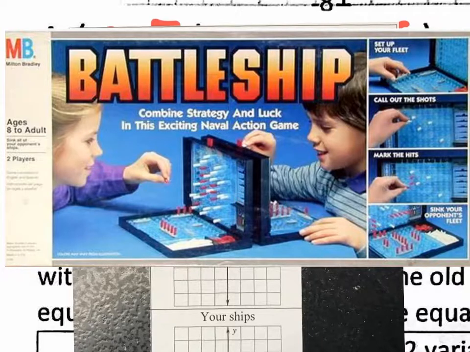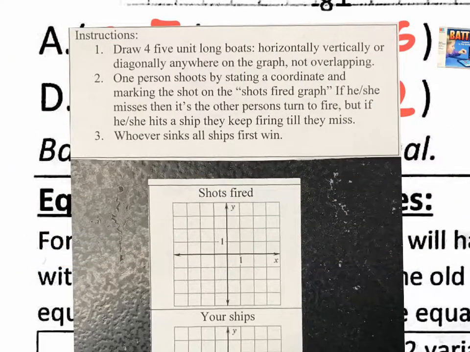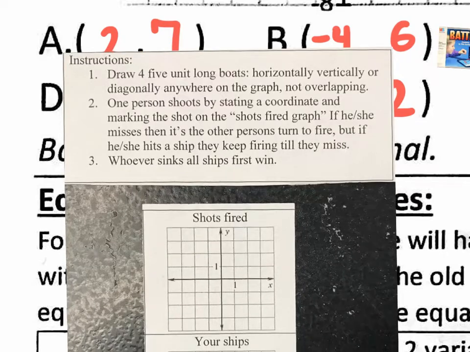You're going to draw some ships on the grid that I gave you. Let's take a look at that. See down here, we have shots fired and your ships. Let's look at the instructions. It says, draw 4 5-unit long boats horizontally, vertically, or diagonally anywhere on the graph, not overlapping.